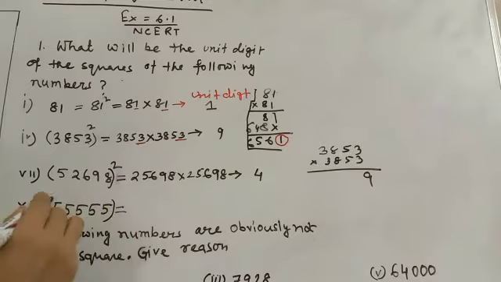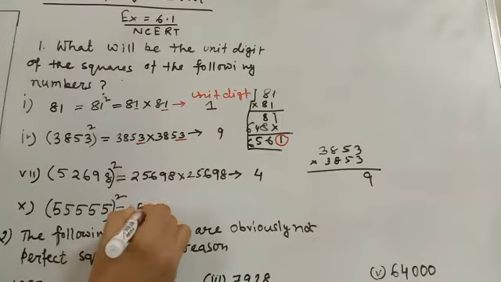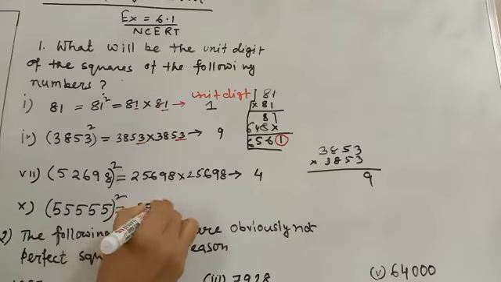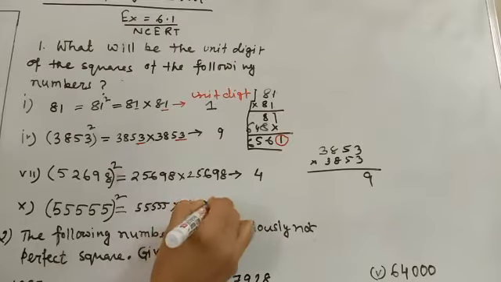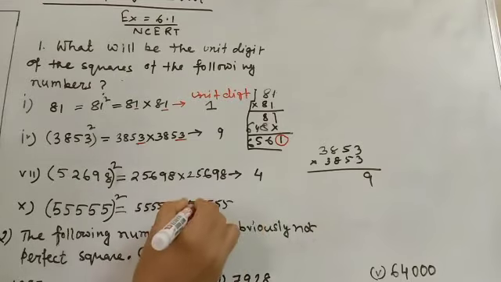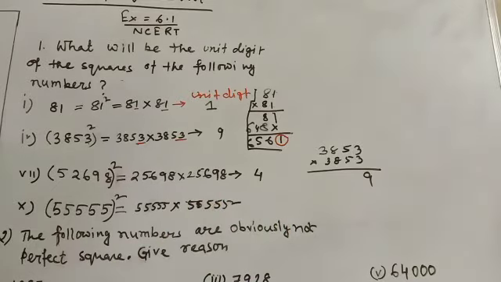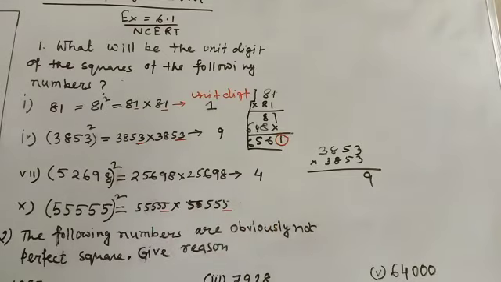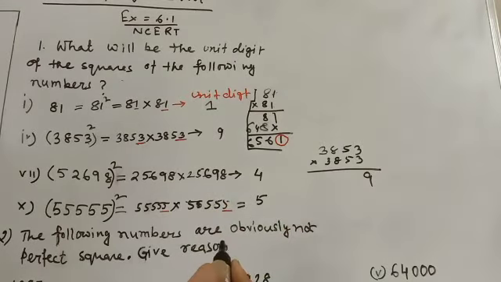The same way, when you square 55,555, what will you get? You will get 55555 into 55555. You know that for the unit place, you are multiplying 5 by 5. So what result will you get? You will get 5, since 5 fives are 25.